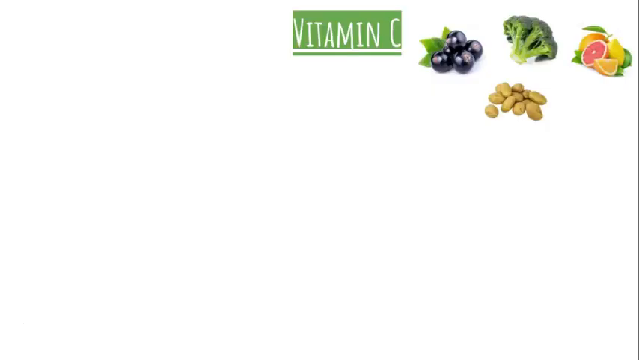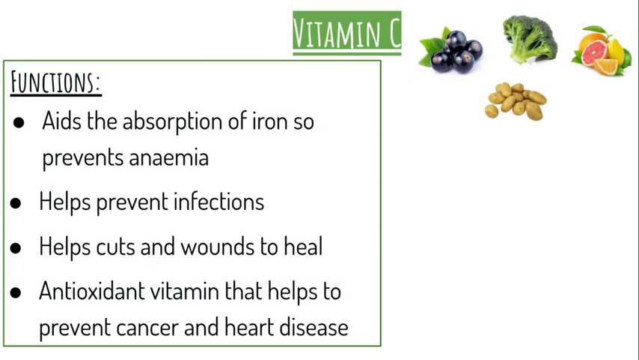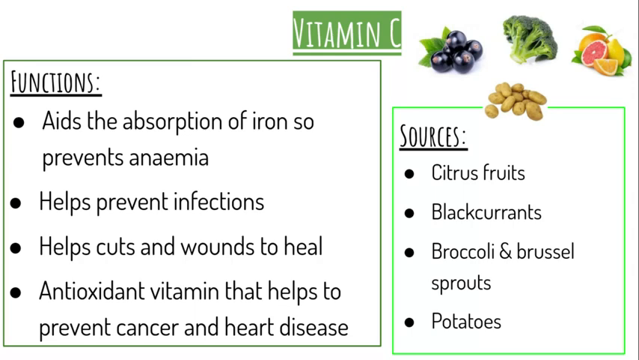Moving on to vitamin C. The functions of vitamin C, it aids the absorption of iron, so it will prevent anemia. It helps prevent infections like colds and flus. It helps cuts and wounds to heal, and it's an antioxidant vitamin that helps prevent cancer and heart disease. Sources of vitamin C are citrus fruits like oranges and lemons, black currants, broccoli and Brussels sprouts, dark green leafy vegetables, and potatoes.